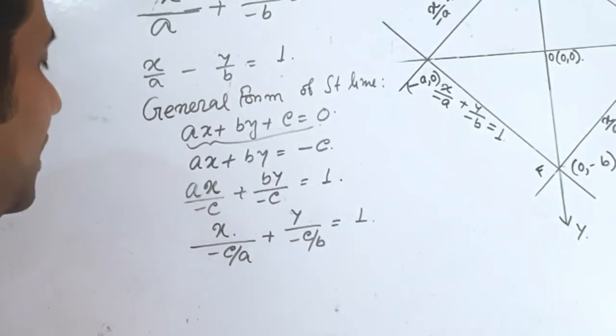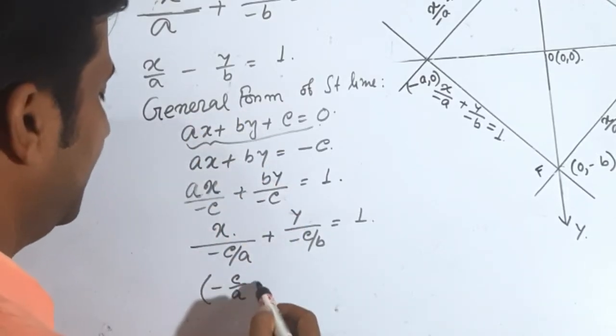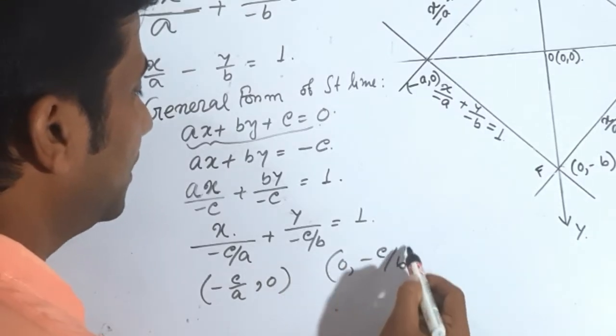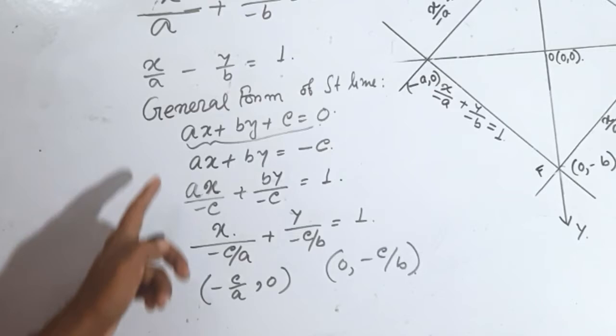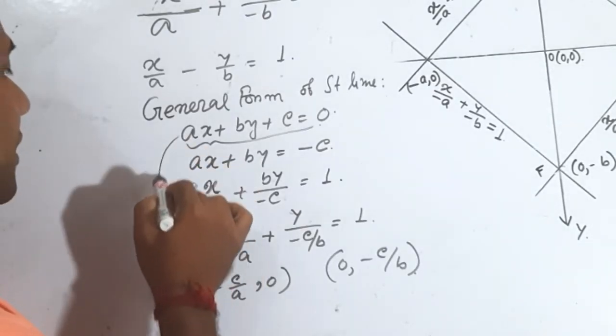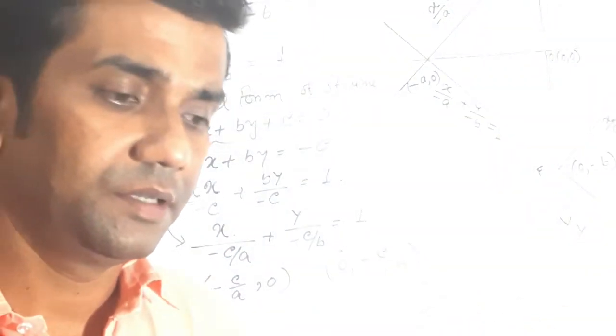That means it cuts the x-axis at (-c/a, 0) and the y-axis at (0, -c/b). So what we say is that any straight line can be transformed to intercept form. Now we show some examples of this type.